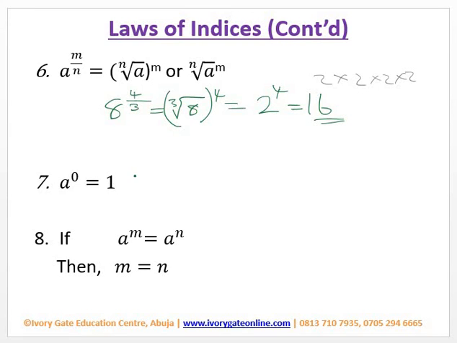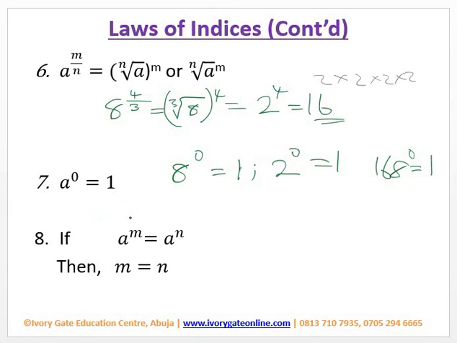Okay, law number 7. If we have a raised to power 0, any number, in fact, any number raised to power 0 is 1. So in this case, 8 raised to power 0 is 1. Then 2 raised to power 0 is 1. So 168 raised to power 0 is 1.